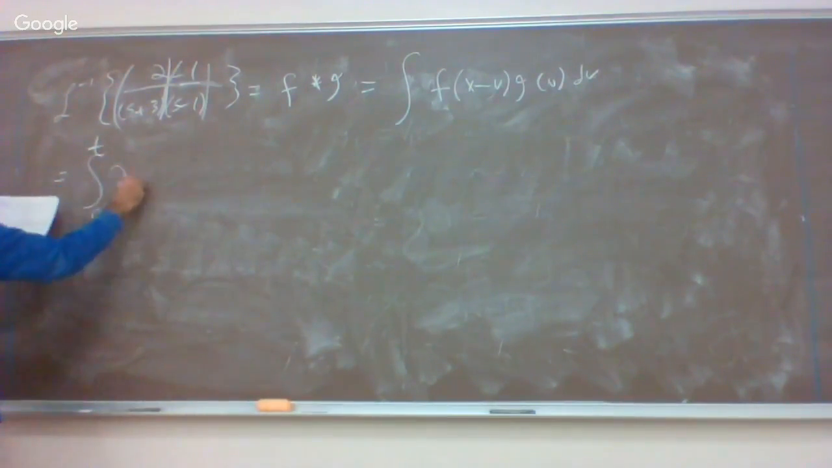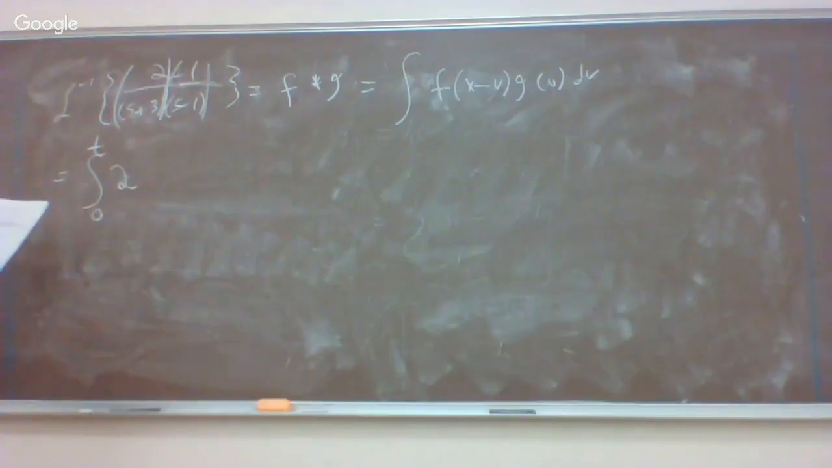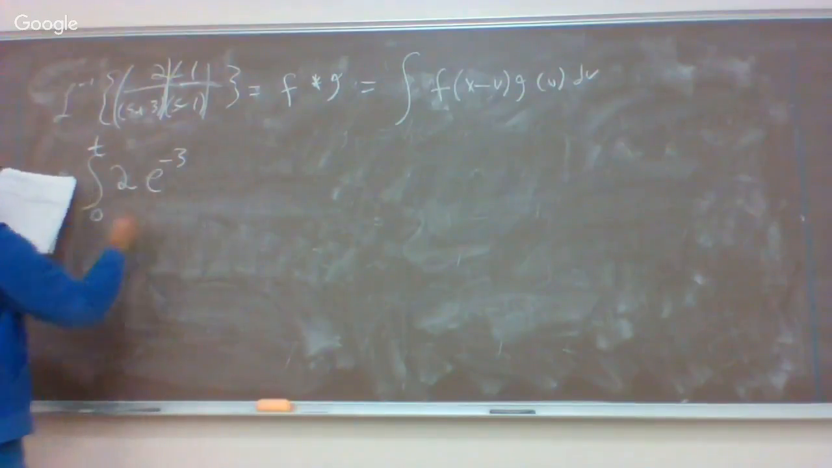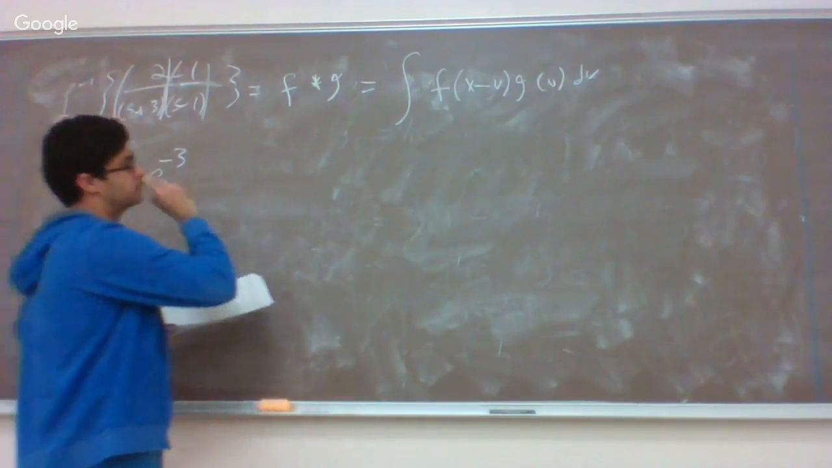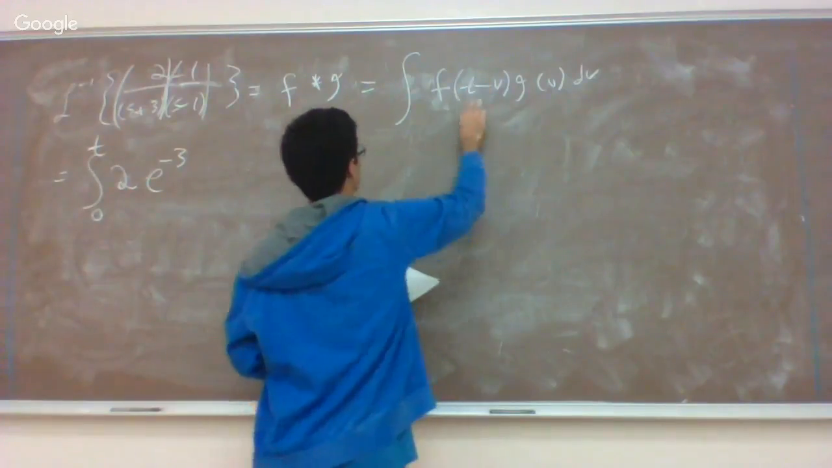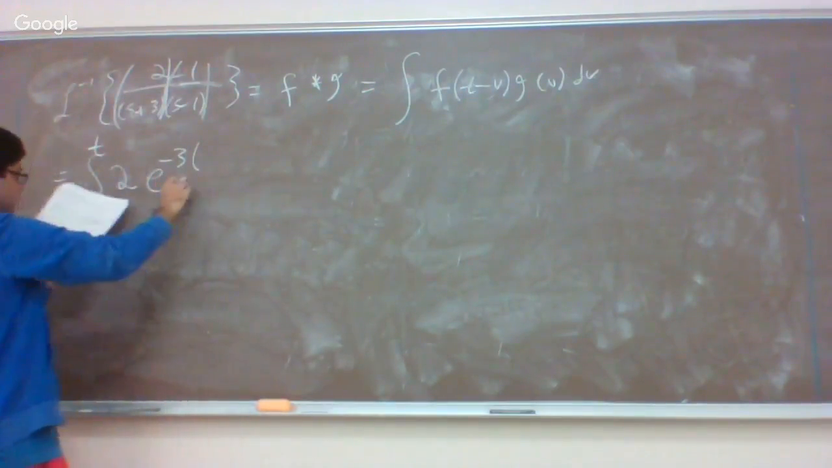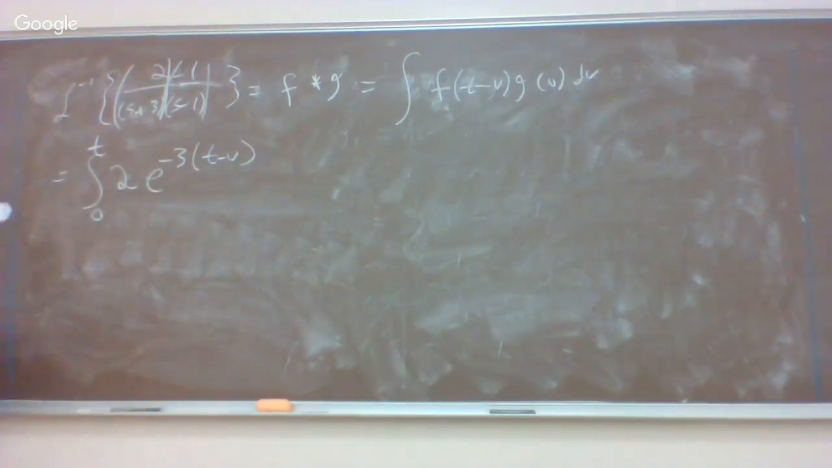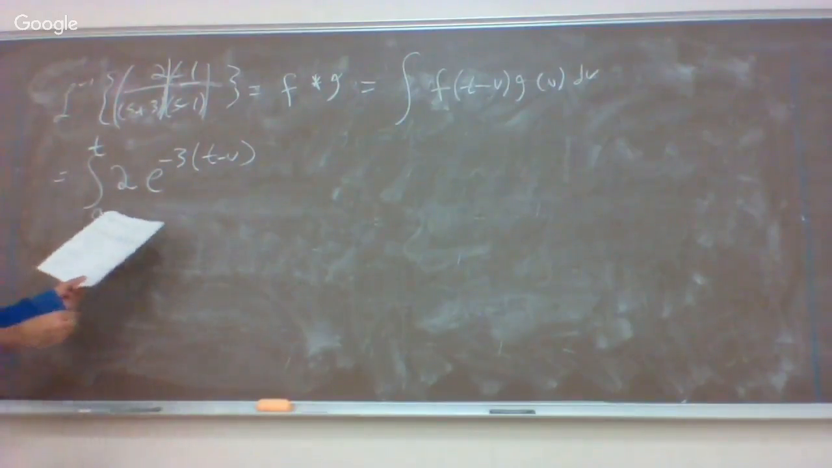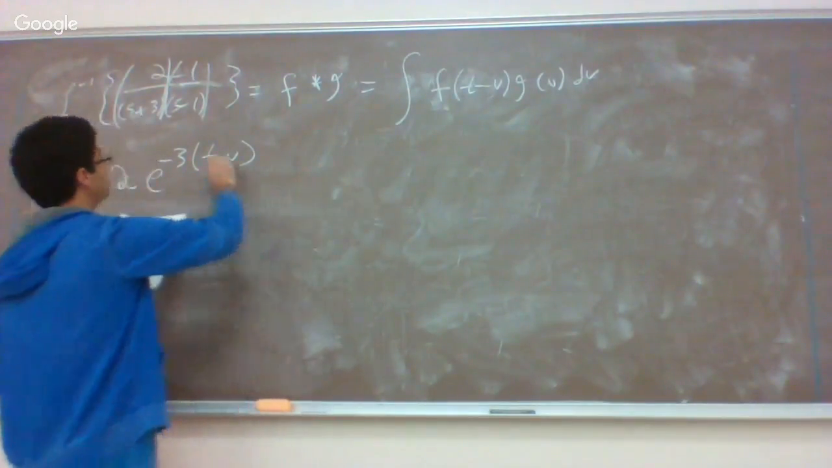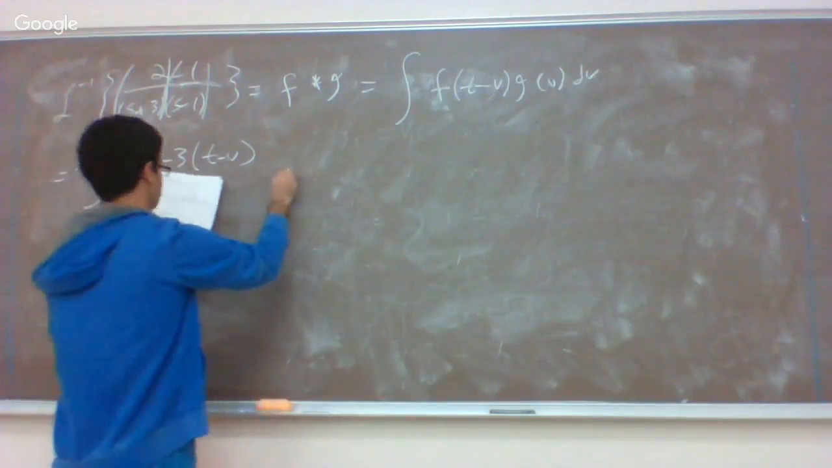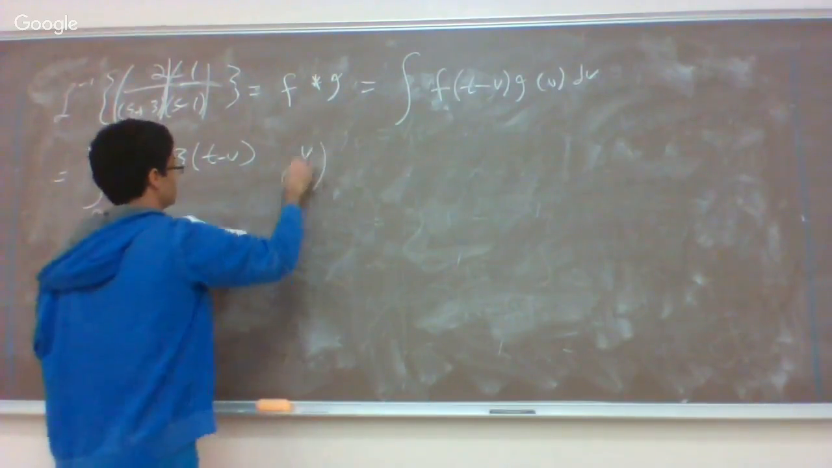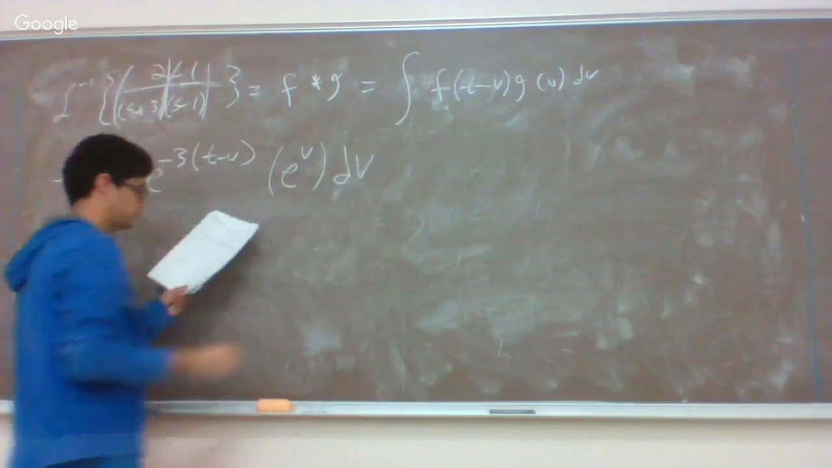First we have 2. If I take the inverse Laplace of that, we get e to the minus 3t. But we get t minus v, so this is e to the negative 3 times (t minus v). Okay. Normally it's just e to the negative 3t. And then the second part, g of v, the inverse Laplace of 1 over s minus 1 is just e to the v. So this times dv.